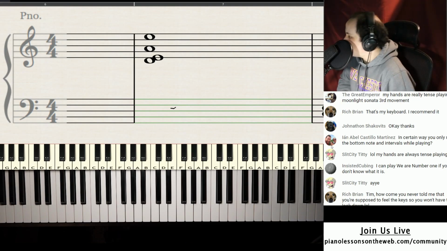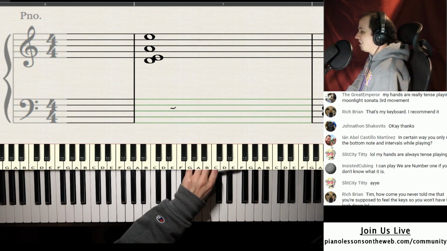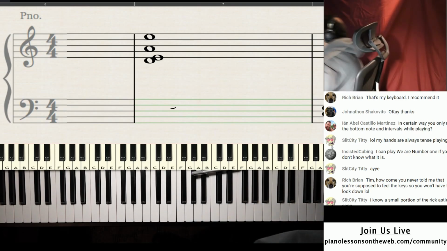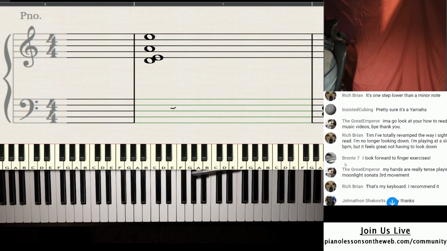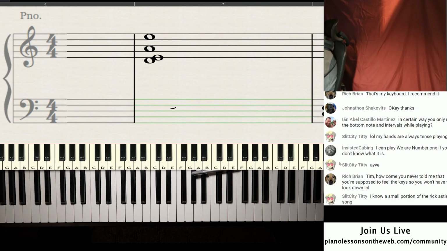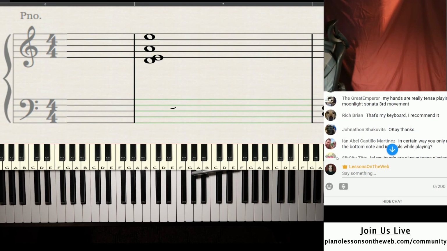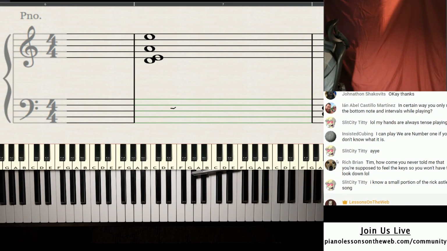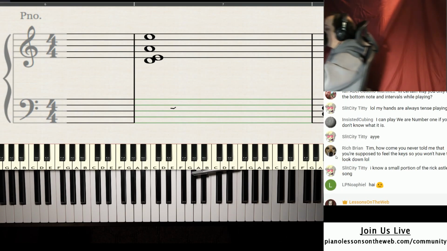Let's see what Rich says. Rich said something interesting before, but I missed it, I think. Oh, Rich says, Tim, I've totally revamped the way I sight read. I'm no longer looking down. I'm playing at a slow BPM, but it feels great not having to look down. And that's why you said you have to feel your way to not look down.